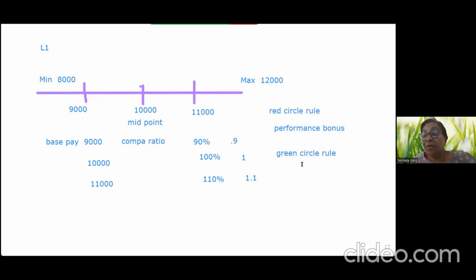Now, what is green circle rule? Green circle rule means I have a person who is fit enough for this position L1. But that guy is only getting 6,000. You can't say I will offer you 6,500. You have to offer him at minimum 8,000. That means you cannot have him on board at less than the minimum salary. That's called your green circle rule. Are you with me, guys?